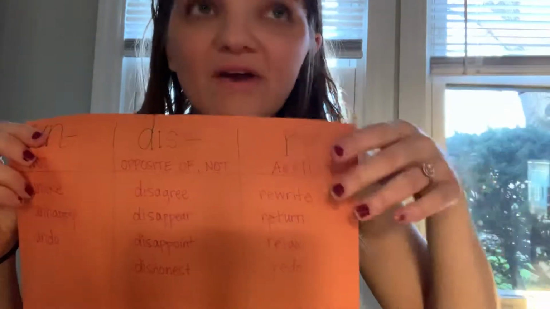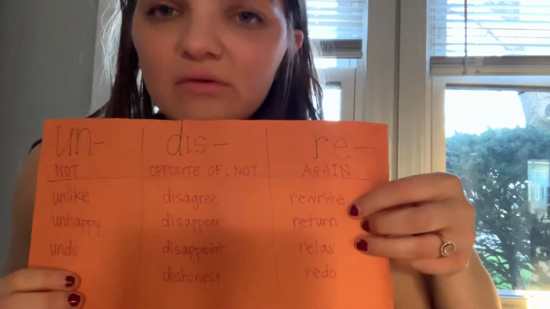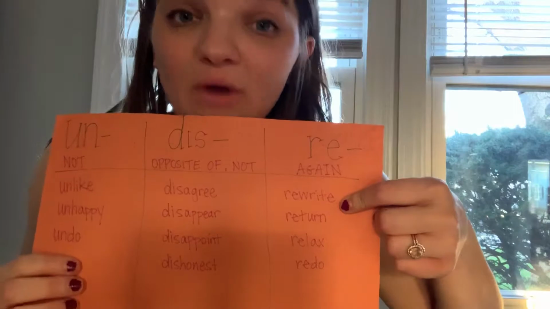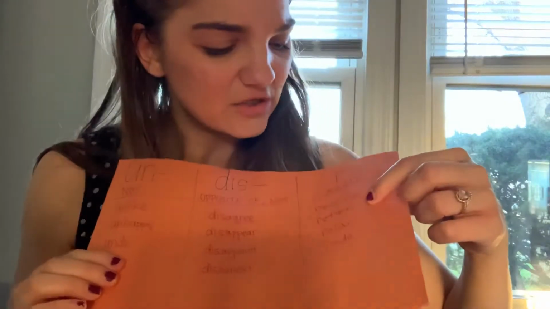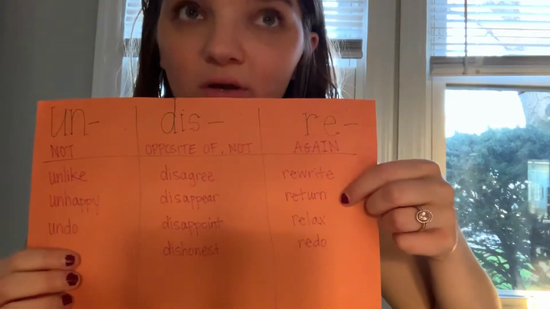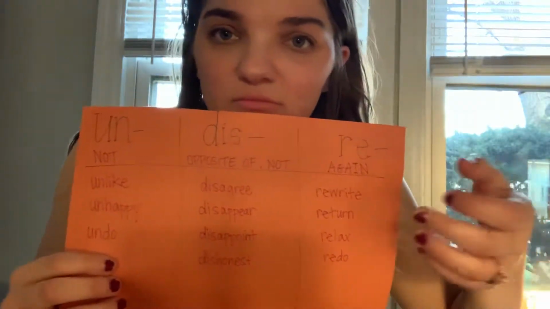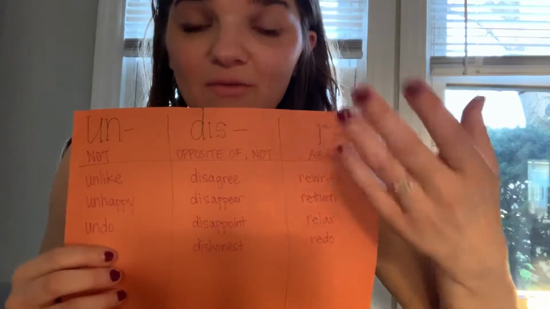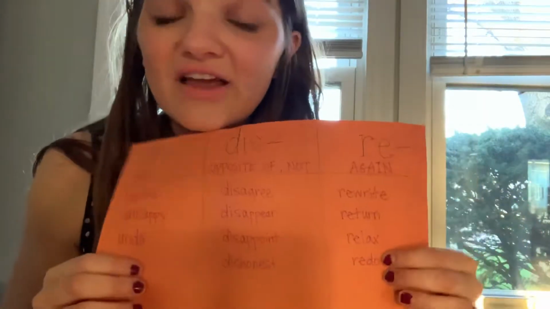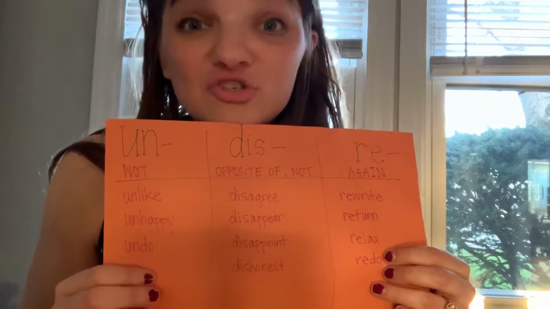Re. Whenever we put the prefix re in front of something, it means again. So if I tell you to rewrite your homework, yeah, that was on your spelling list, right? If I tell you to go rewrite your writing assignment, I'm telling you to write it again. Or if I tell you to return your homework, I'm telling you to turn it in again. So you gave it to me, and I gave it back. I returned it to you. Or redo. If I tell you to go redo your homework, I'm telling you to do it again.